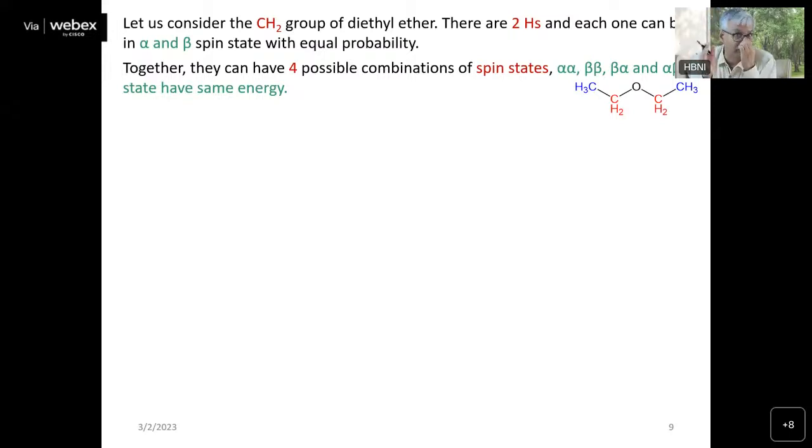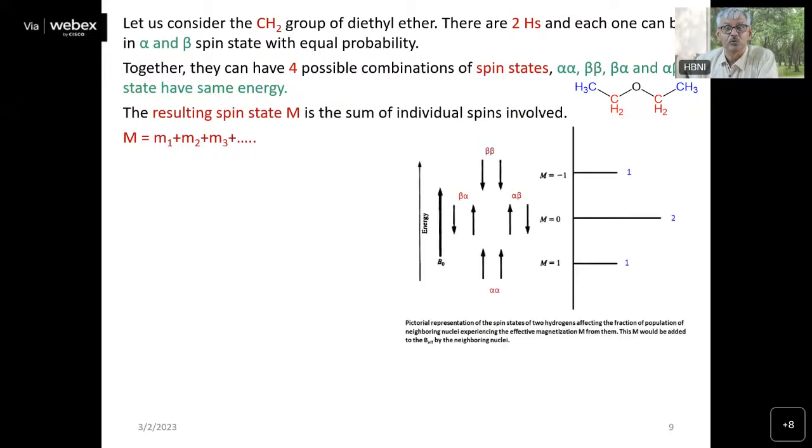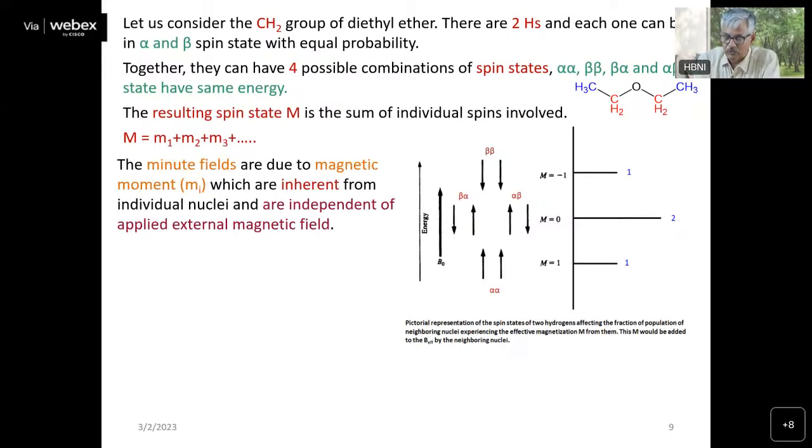And you see these beta alpha and alpha beta states have the same energy, because they have the same precessional frequency. Now, if you add these individual spins, what will be the resultant spin state, which I have shown here. When both the spins are in the alpha state, the M value for that state is 1. The beta alpha and alpha beta states have the same energy. This is your applied field and this is your energy, and you can see the M value is 0 for that if you add their M values, and here it is -1.